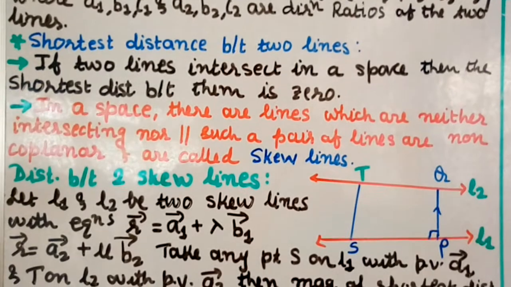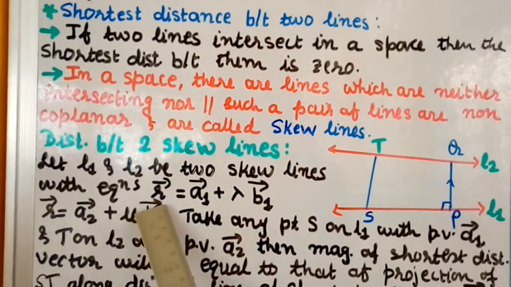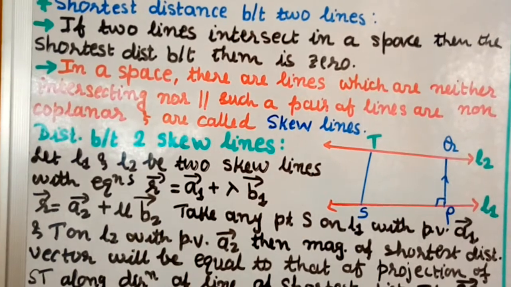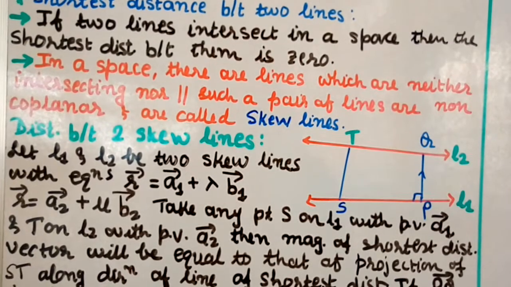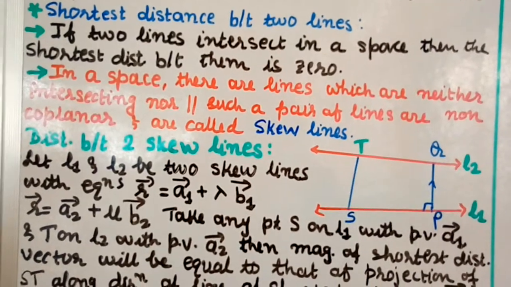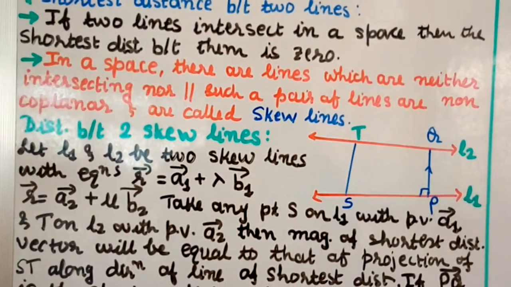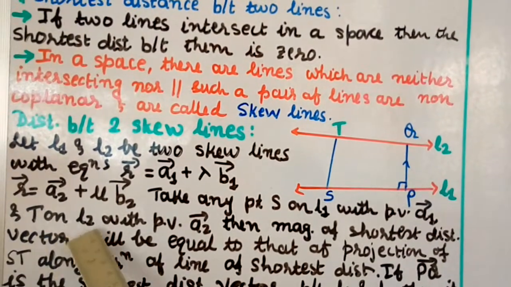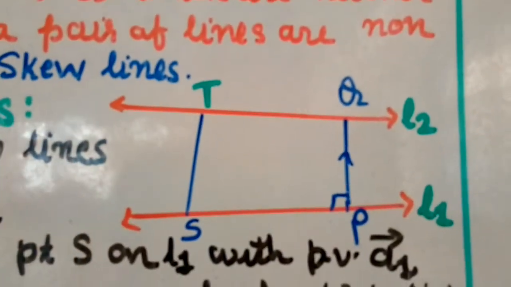Now we shall find the distance between two skew lines. Let L1 and L2 be two skew lines with equations r equal to a1 plus lambda b1 and r equal to a2 plus mu b2. This is the same formula of a line that we derived just now. Here a1 and a2 are points on the lines, b1 and b2 are the directions of the lines, and lambda and mu are constants, or real numbers. Take any point S on L1 with position vector a1 and T on L2 with position vector a2. Now I have two skew lines L1 and L2.